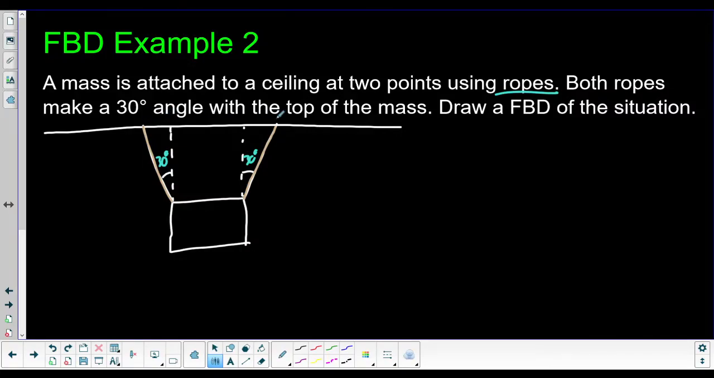Makes a 30-degree angle with the top of the mass. That's maybe a little misleading. With vertical. Okay, I drew it the way I want it. We want to draw a free body diagram of the situation. And when we say of the situation, we're talking about for the box right here, or the mass. Okay, so step 1, turn your mass into a point.